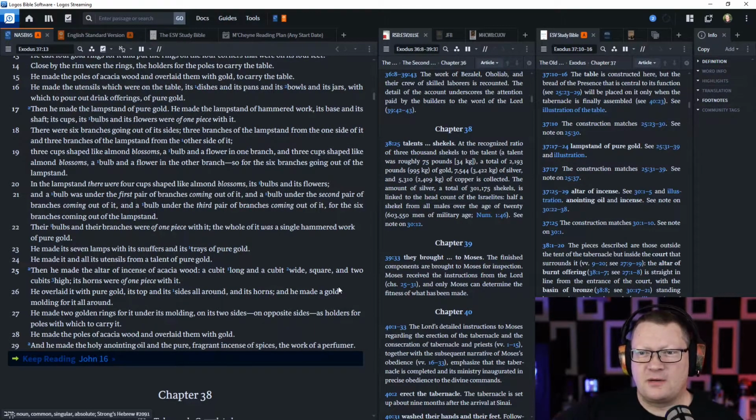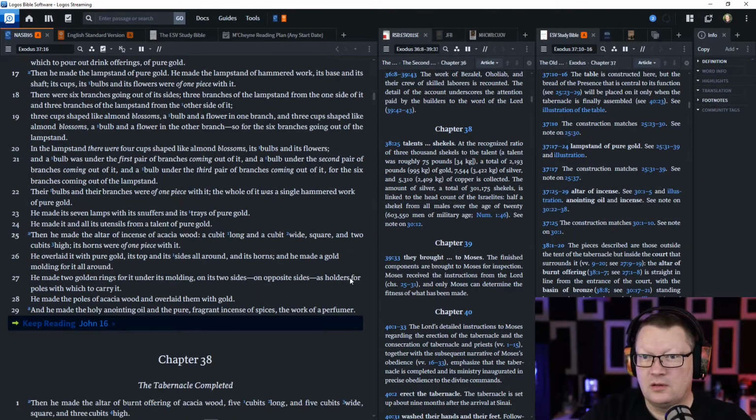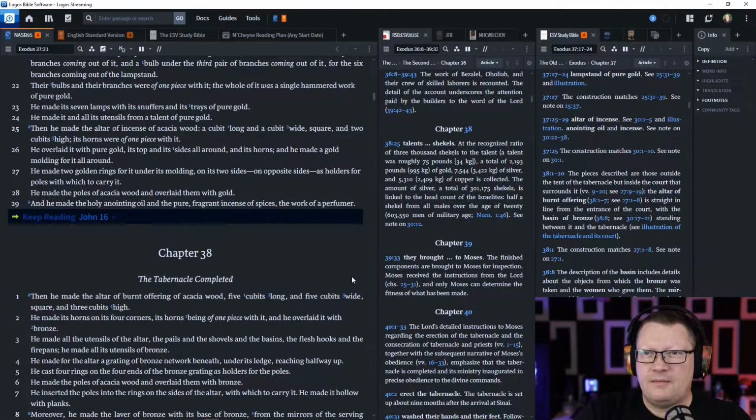Their bulbs and their branches were of 1 piece with it. The whole of it was a single hammered work of pure gold. He made it 7 lamps with its snuffers and its trays of pure gold. He made all of it and all its utensils from 1 talent of pure gold. This is extremely heavy. So that's 75 pounds of gold in this one thing.